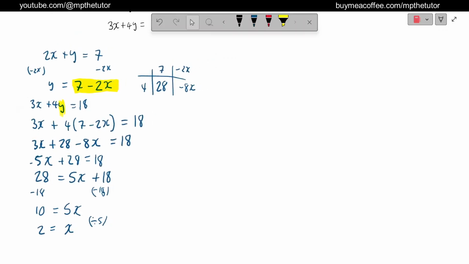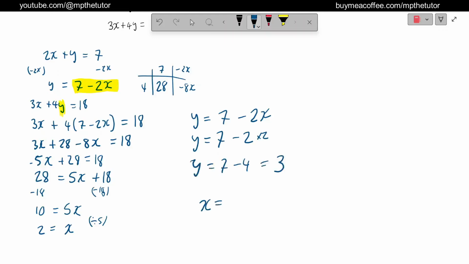What we then can do is go back to our y equals 7 minus 2x. Well, if x is 2, that means that y equals 7 minus 2 lots of 2, 2 times 2, or y is 7 minus 4, which is 3. So we have x equals 2 and y equals 3.